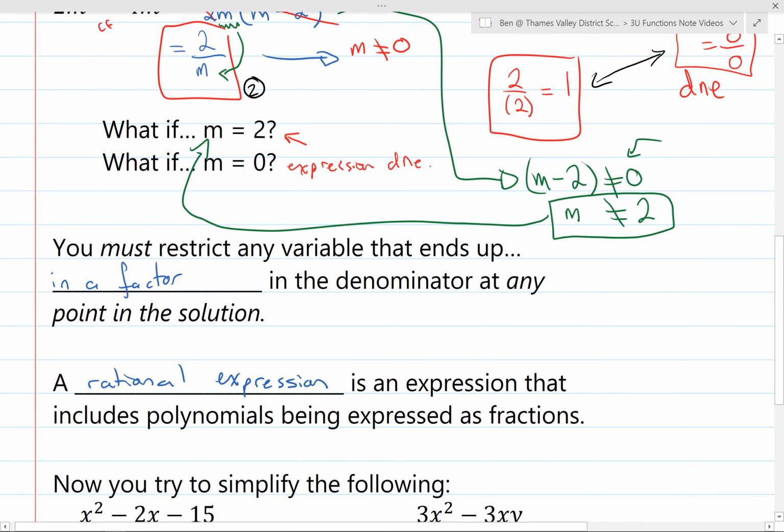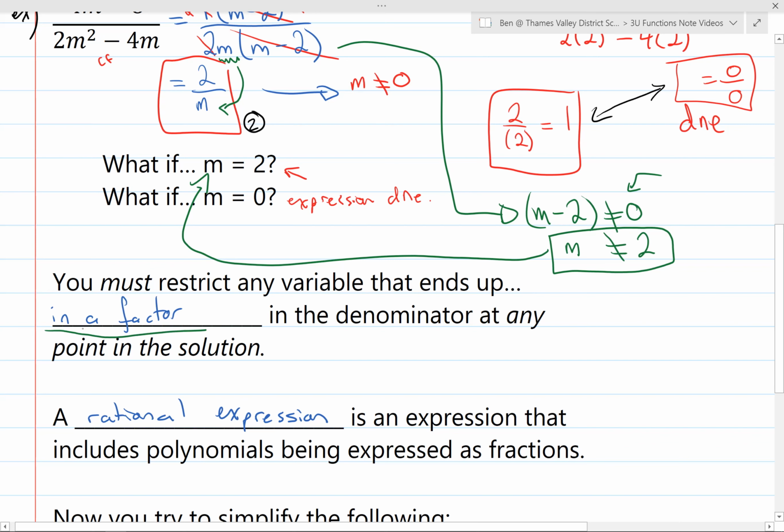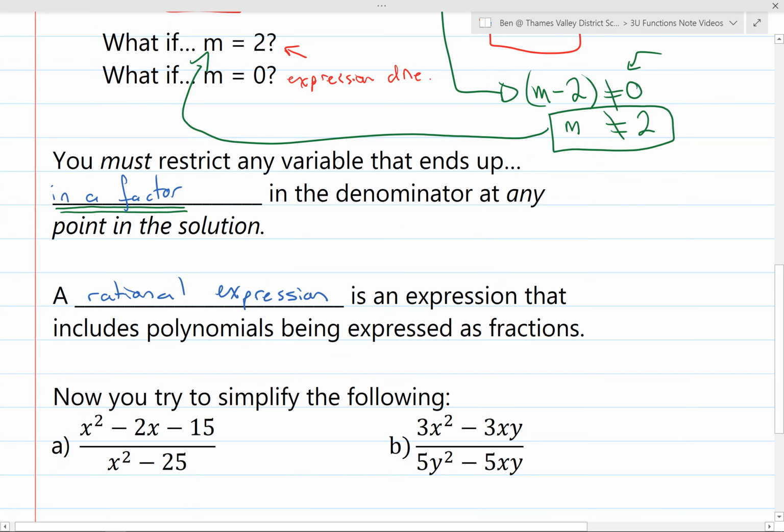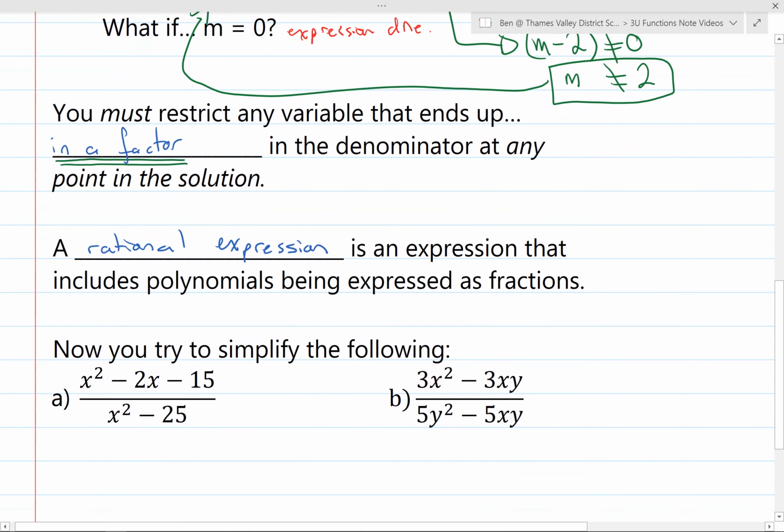So we must restrict any variable that ends up in a factor, and that's important because obviously it's only the factors that would get canceled, but it's only if a factor equals 0 that it becomes a problem. I'm allowed to have a term equal 0 in my denominator. I'm just not allowed to have a factor equal 0. And we call these expressions that we're working with here rational expressions, seeing as we have a polynomial involved in the fraction.